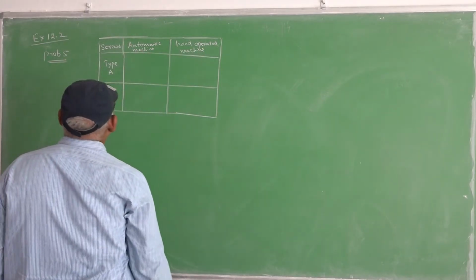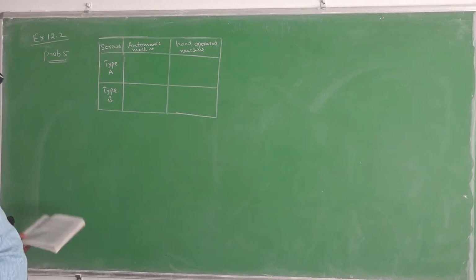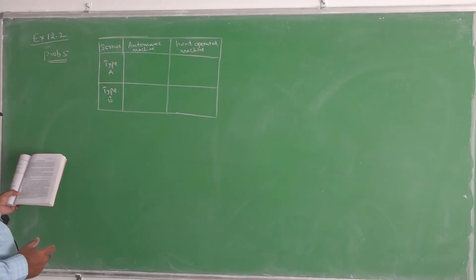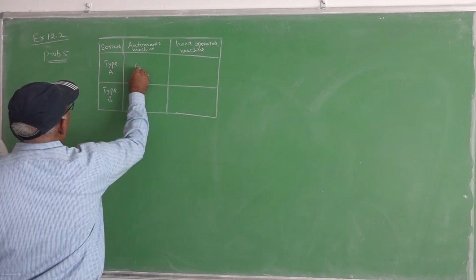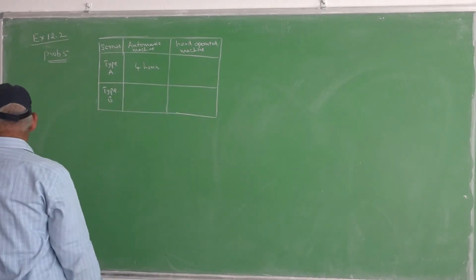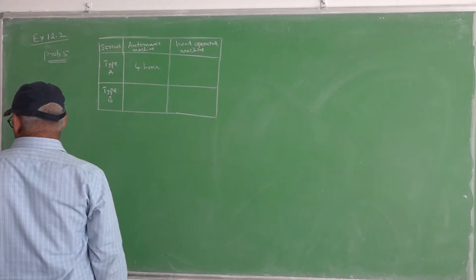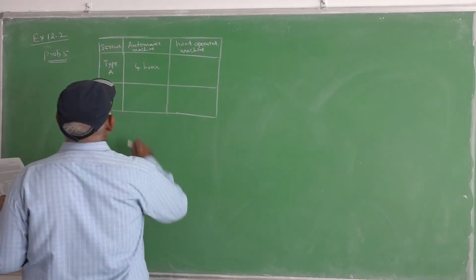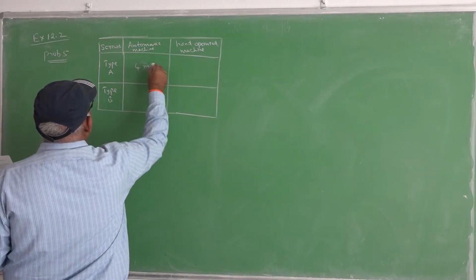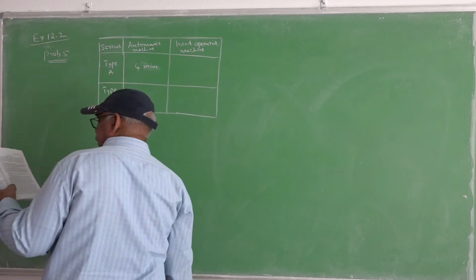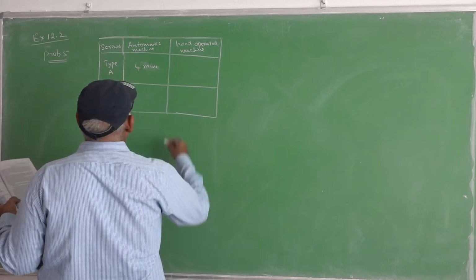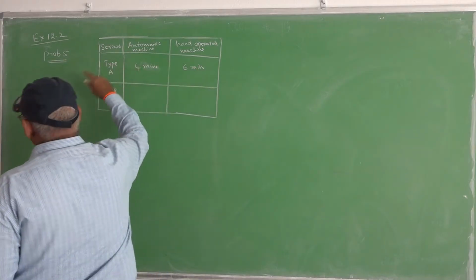Screws of type A and type B. To manufacture a package of type A, it takes 4 minutes, not hours, for the automatic machine, whereas for the hand operated machine it takes 6 minutes to manufacture a package of type A.